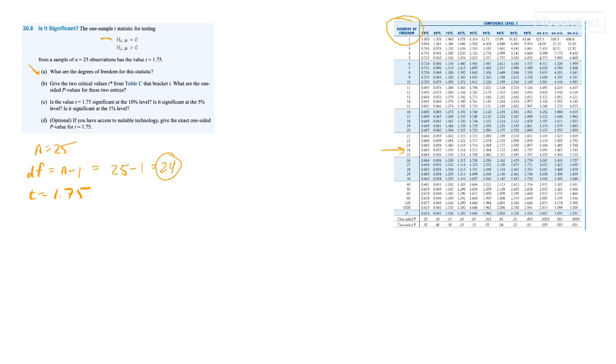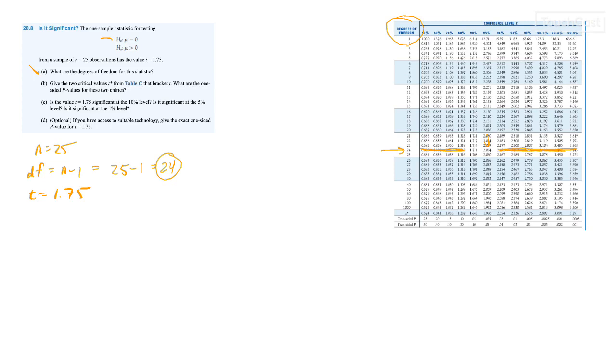So I know as I traverse through here, I'm going to get up to 1.7, and I'm probably going to stop because 1.7 is pretty close to 1.75. But it's smaller than 1.75. So the number after that here is 2.064. 2.064 is greater than 1.75. So now I know that this is the range.